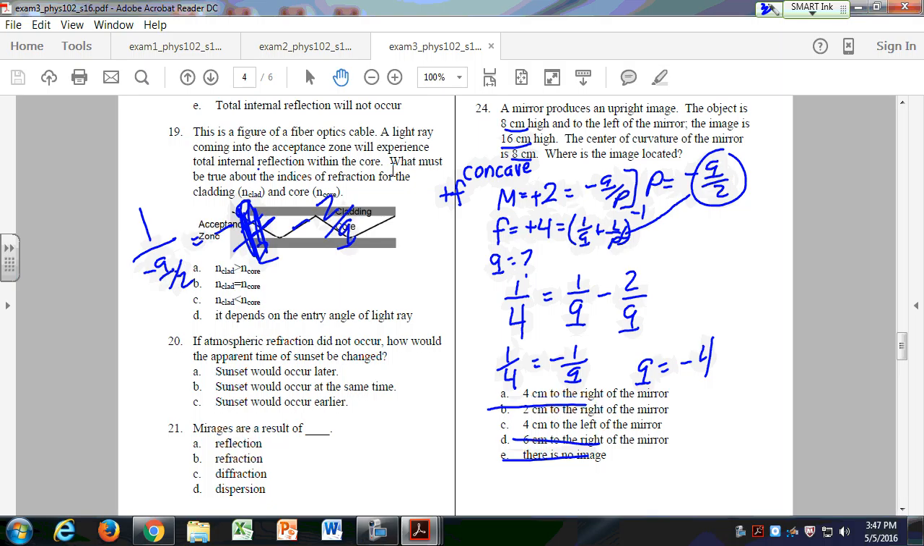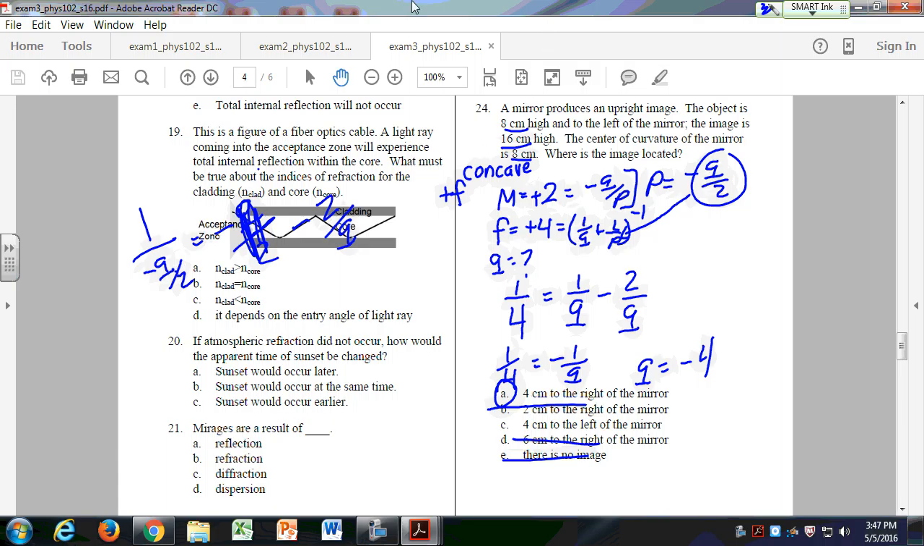So if Q is negative 4 for a mirror, that means that the virtual image is on the opposite side of the object. The object is to the left of the mirror, so it has to be A, to the right of the mirror. It's a tricky question. There's a lot that you need to know about mirrors in order to solve that. And then the math isn't trivial. Okay?